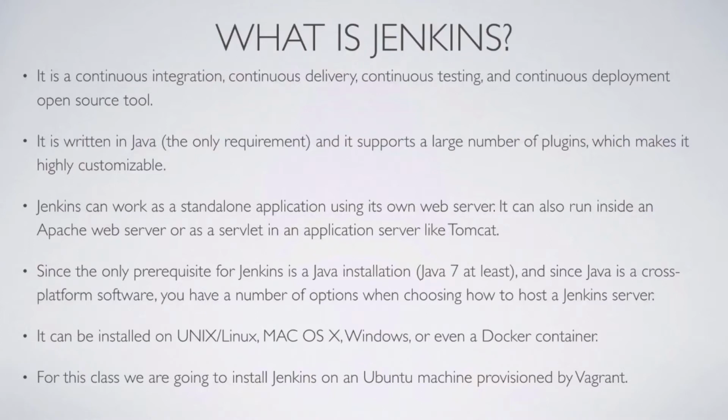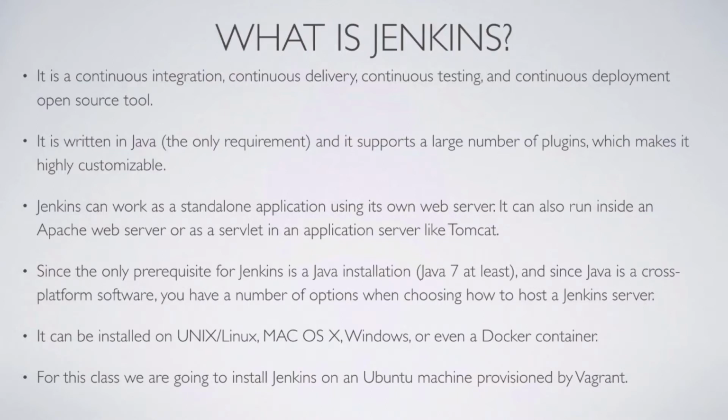Jenkins has several options when it comes to installation and deployment. It can work as a standalone application using its own web server. It can also run inside an Apache web server or a Tomcat web server, or as a servlet in an application server like, for example, WebSphere, WebLogic, JBoss, and other application servers. Since the only prerequisite for Jenkins, as we said, is a Java installation, and at the time of this writing, Java 7 is the version required to install Jenkins. You have to have at least Java 7 or higher.